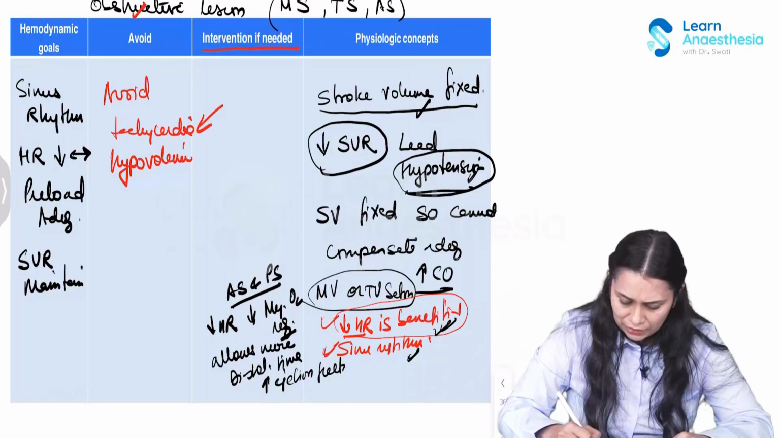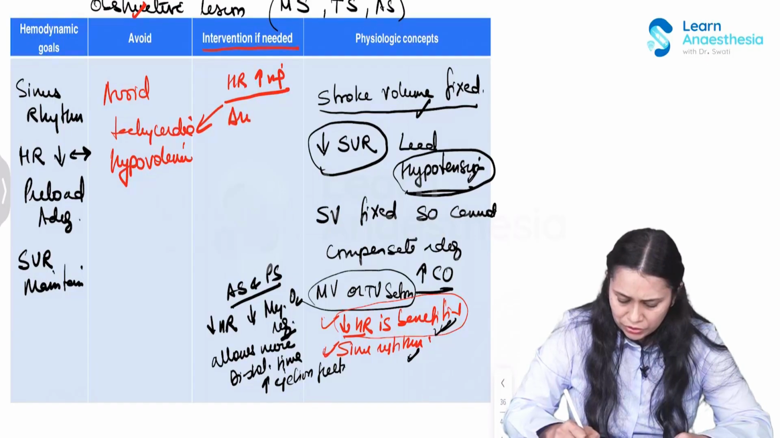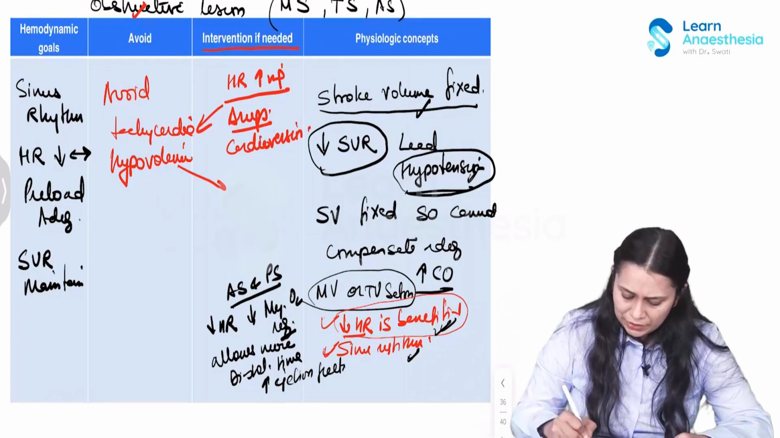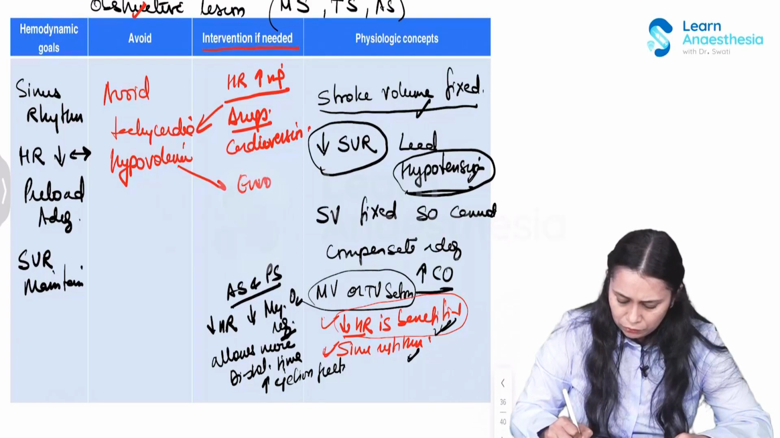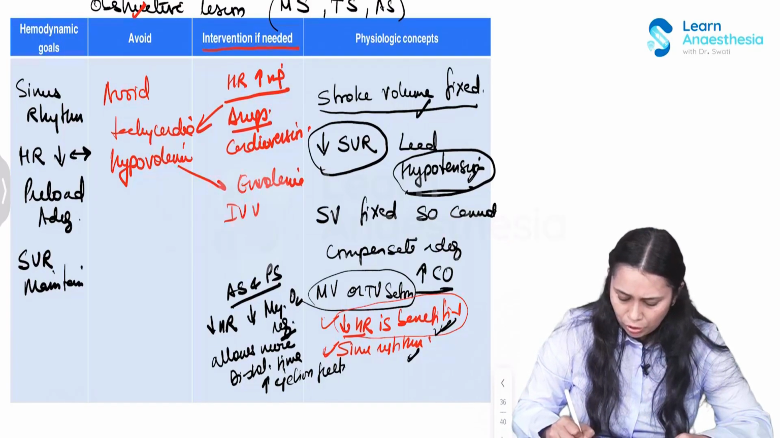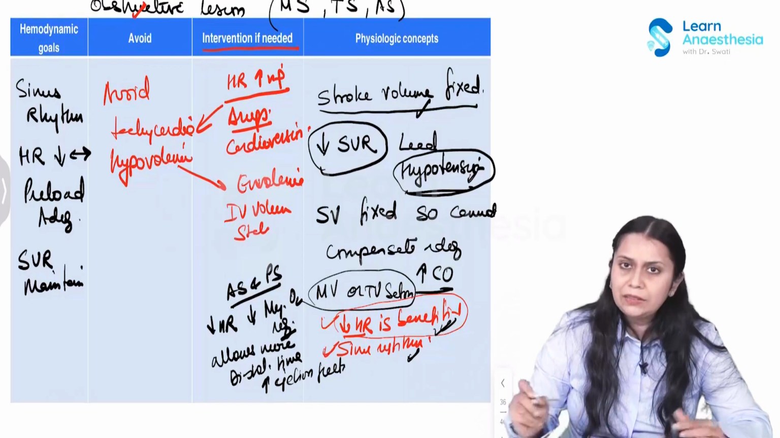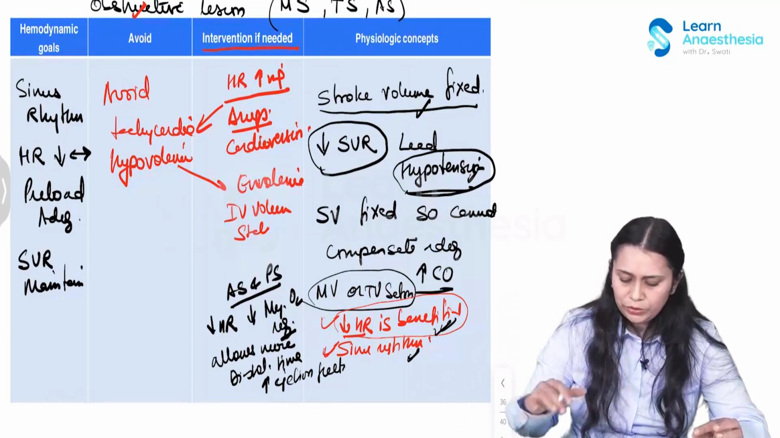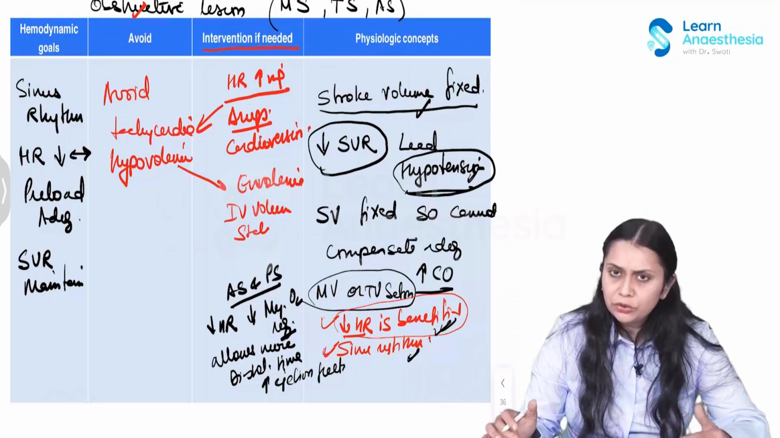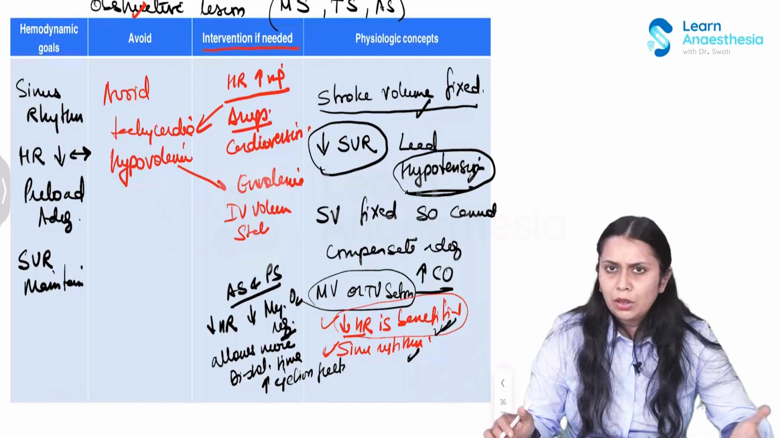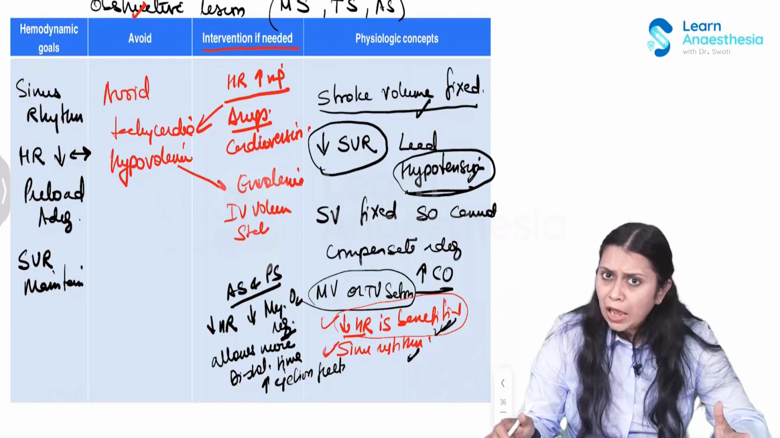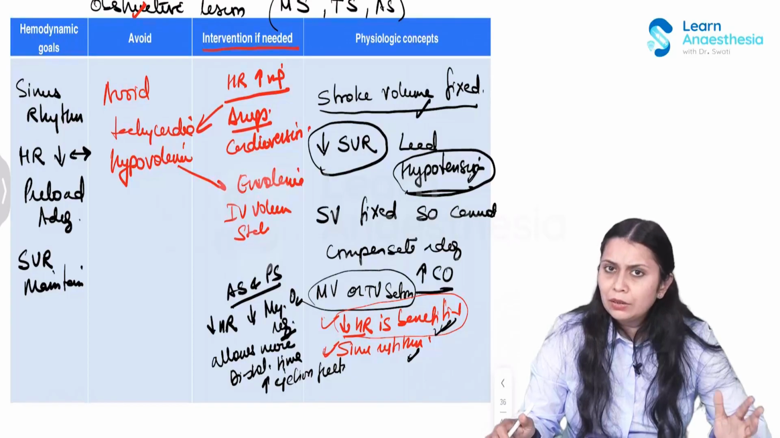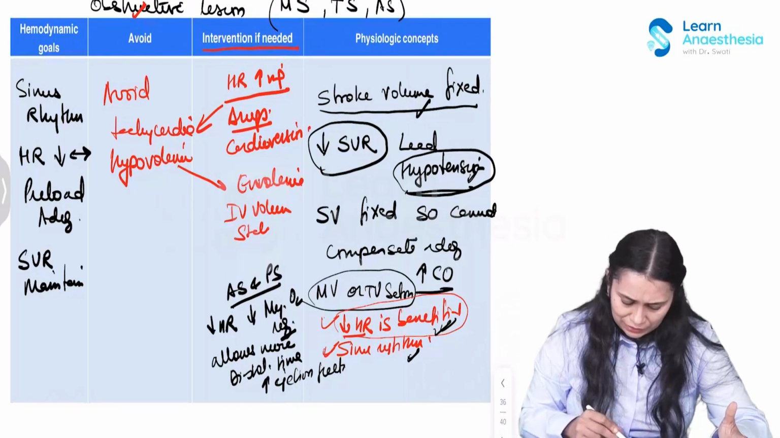So avoid tachycardia. If heart rate is increasing, we can go for drugs which decrease the heart rate, or we can go for cardioversion, right? Hypovolemia is avoided by maintaining euvolemia, the IV volume status. So we should maintain the volume status of the patient. So this is what we do in obstructive lesions, mitral stenosis, tricuspid stenosis, aortic stenosis, or pulmonary stenosis. Avoid tachycardia, avoid hypotension, maintain preload, and maintain the sinus rhythm of the patient.